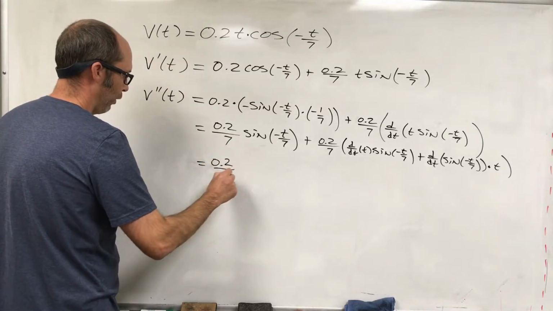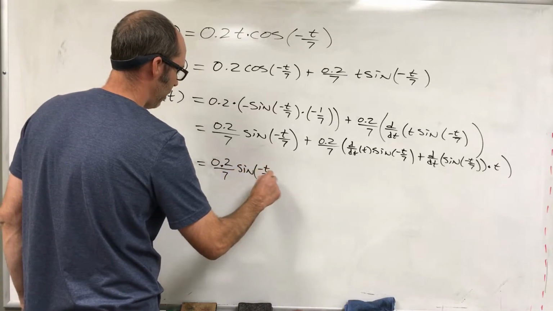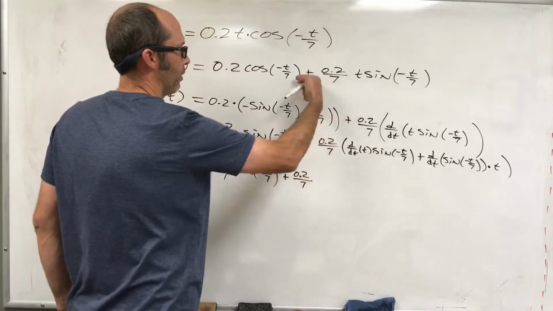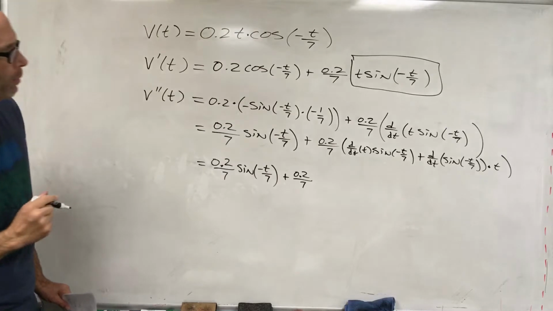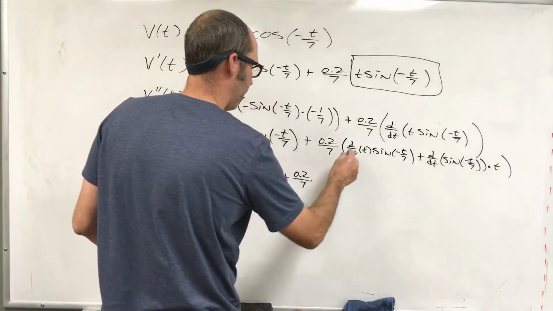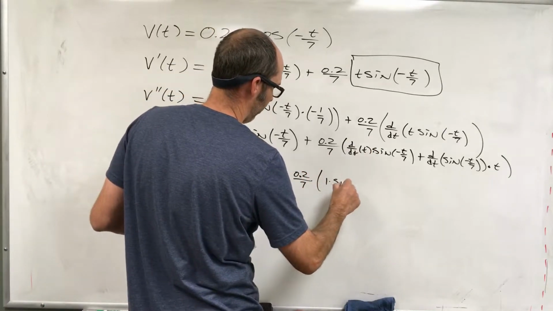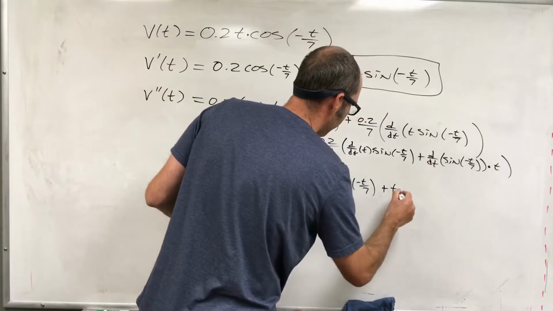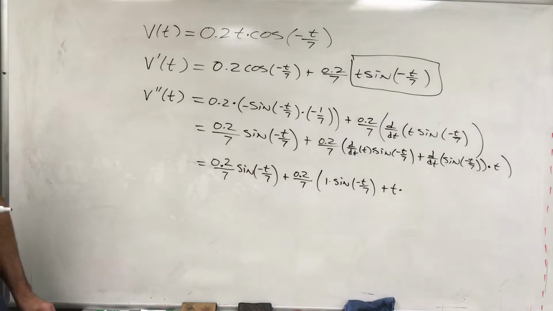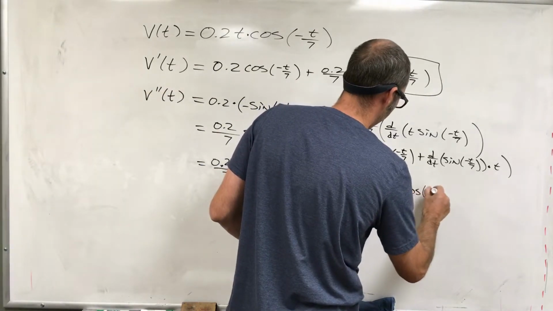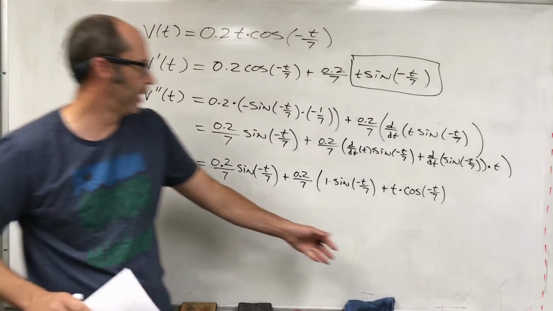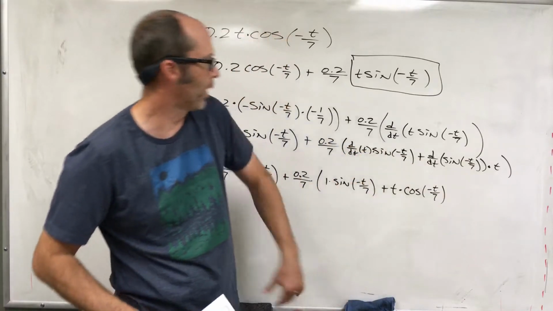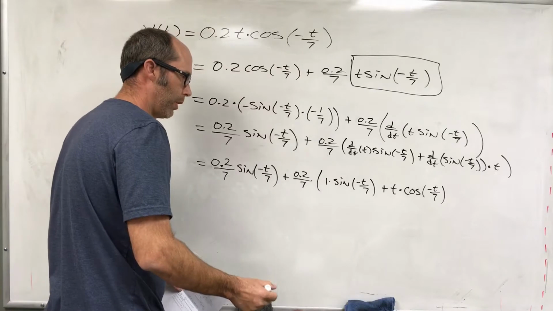All right, so 0.2 over 7 sine of negative t over 7, plus 0.2 over 7. I just took this thing out front and looked at just that piece there. The derivative of t is 1, so we have 1 times sine of negative t over 7. Plus t times the derivative of sine of negative t over 7. The derivative of sine is cosine, so we have cosine of negative t over 7. And again, whenever we treat something as a t, we got to take its derivative afterwards. So the derivative of negative t over 7 is negative 1/7.